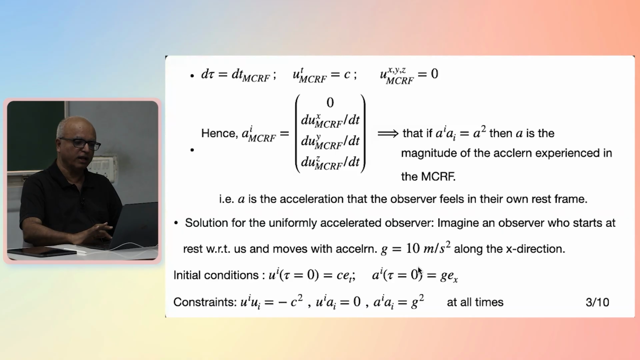Remember, the acceleration's magnitude is the same as my 3 acceleration, yeah, as experienced in the rest frame. So, I am starting from rest. I have these initial conditions and I have these 3 constraints that have to be obeyed at all times. u^i u_i is minus c square, u^i a_i is 0, a^i a_i is g square. So, okay. The problem is set up. We have to solve the problem subject to these 3 constraints written in the last line.